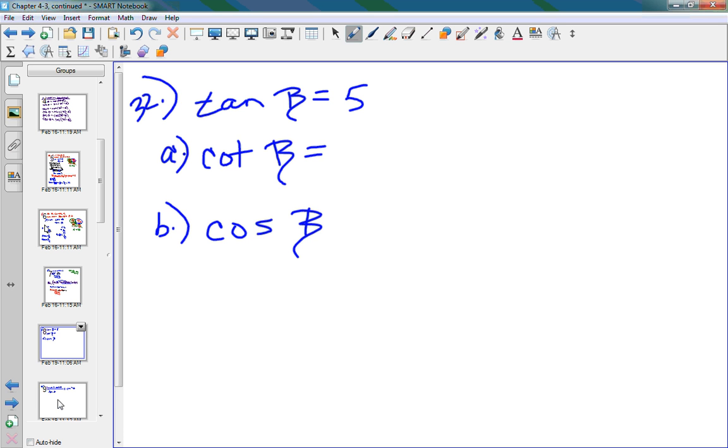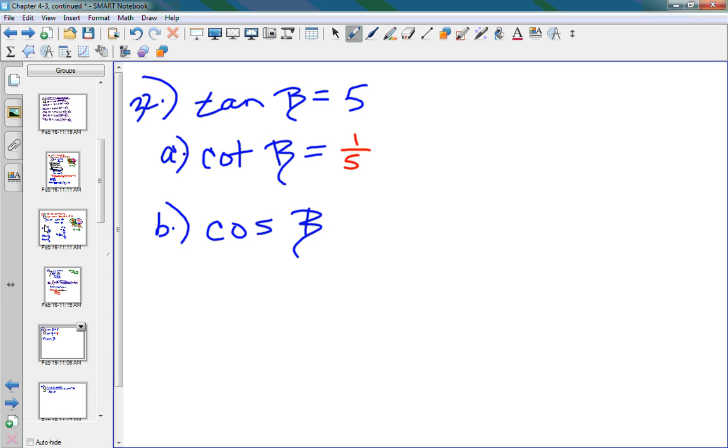A is the cotangent of beta. What's the cotangent of beta? If I know tangent, what do I automatically know? Cotangent, which is going to be the opposite, meaning the reciprocal. So this is actually 1/5. So if I know tangent and cotangent, I need to now find my cosine.